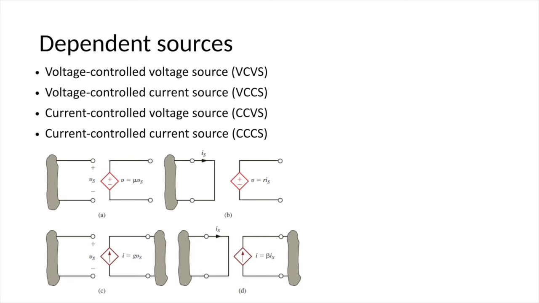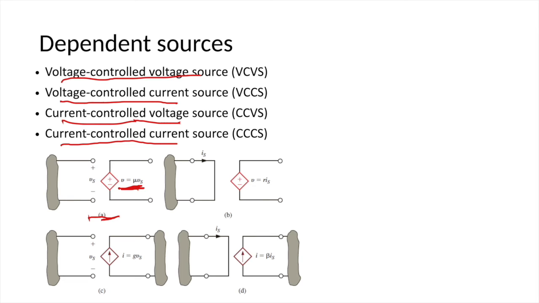So it can be classified. There are four types: voltage controlled voltage source, voltage controlled current source, current controlled voltage source, and current controlled current source. We can see figure A shows the voltage controlled voltage source. We use a diamond to represent it. So the voltage V equals mu times Vs. So the value of V is determined by Vs.